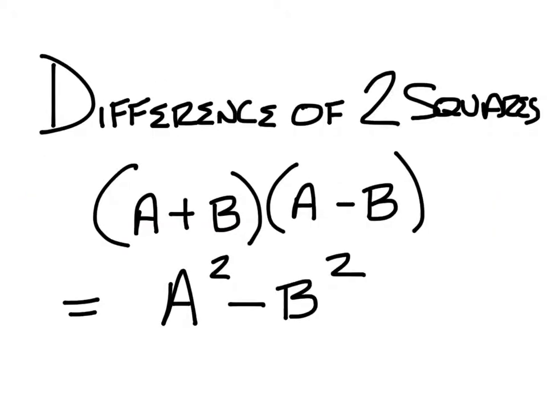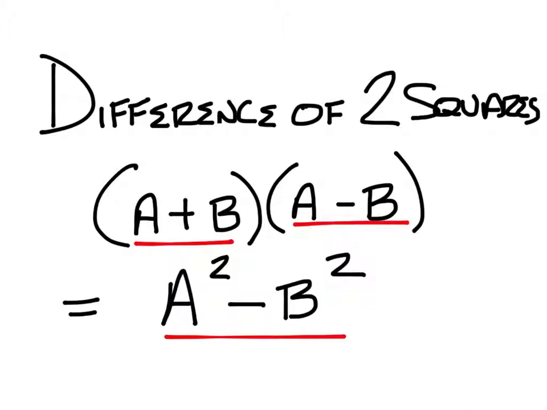Now, before we go on to what we're doing today, you have to remember from Algebra 1 the difference of two squares, such as a squared minus b squared, can be factored as a plus b, a minus b. You have to remember that, and we'll review it a little bit before we go on to the imaginary stuff.